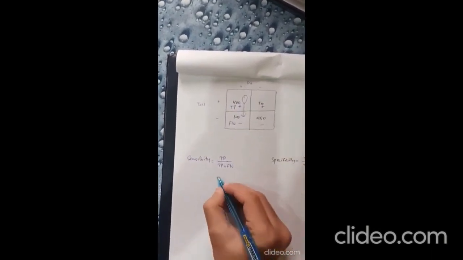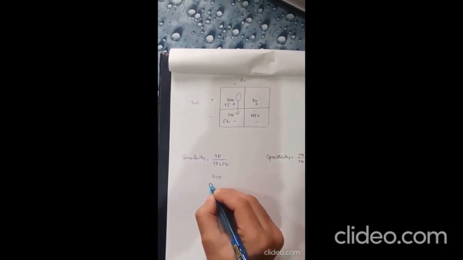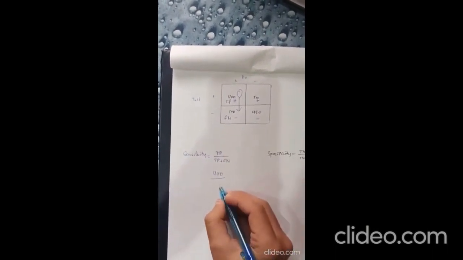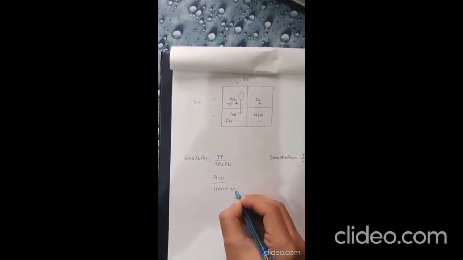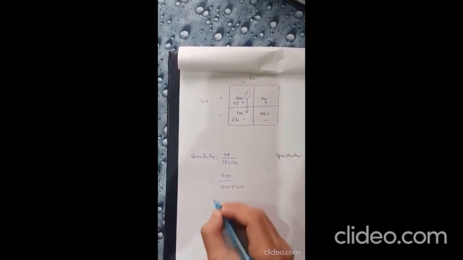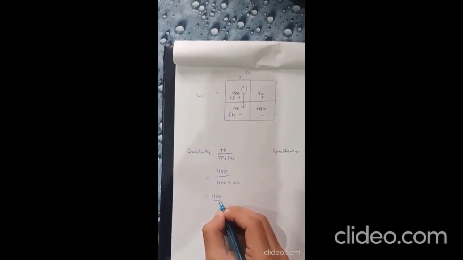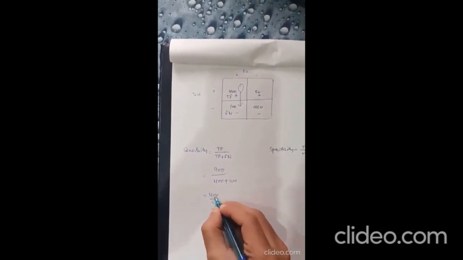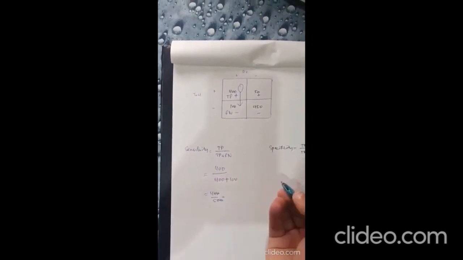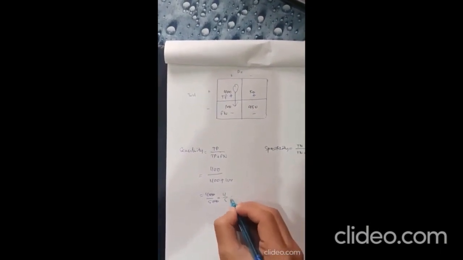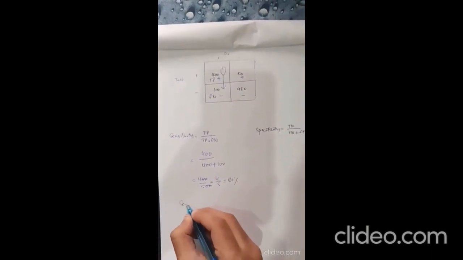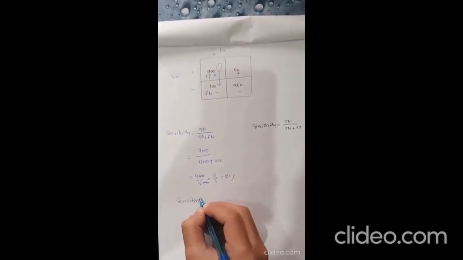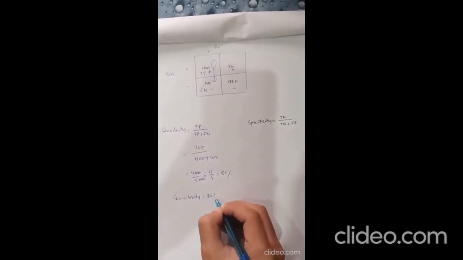What are the true positives? 400 are true positives. And what are the true positive plus false negative? 400 plus 100. This will be 400 upon 500. Now, simple math: 4 by 5 equals 80%. So the sensitivity of this test is 80%.